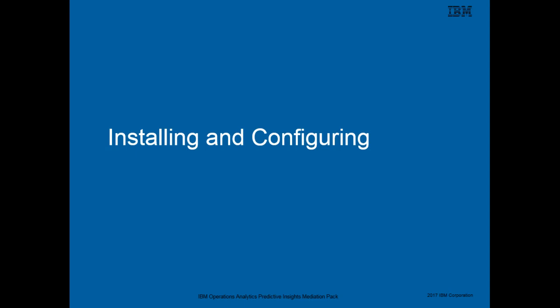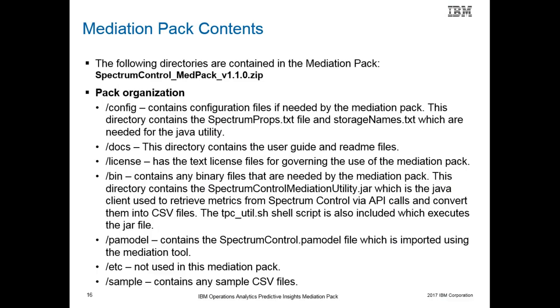In this section we will discuss how to install and configure the Spectrum Control Mediation Pack. In this slide we will discuss the Mediation Pack contents. After you download the Spectrum Control Mediation Pack, you must uncompress the zip file, which contains the following directory structure. The config directory contains the Spectrum props and storage names config files, which are used to configure the Java utility for this Mediation Pack.